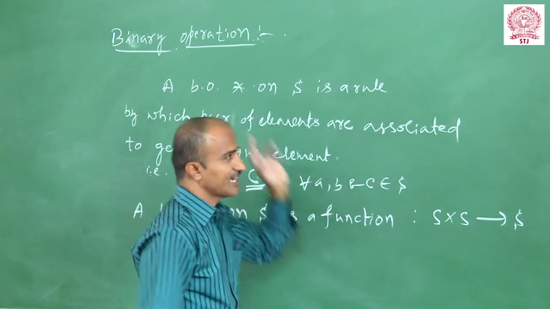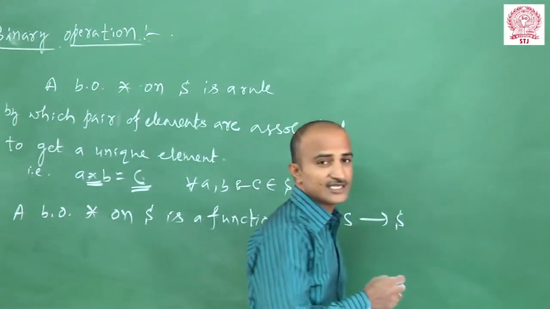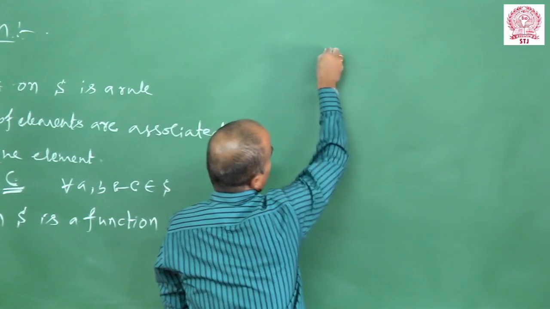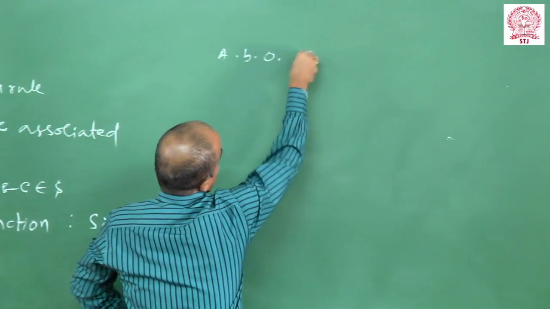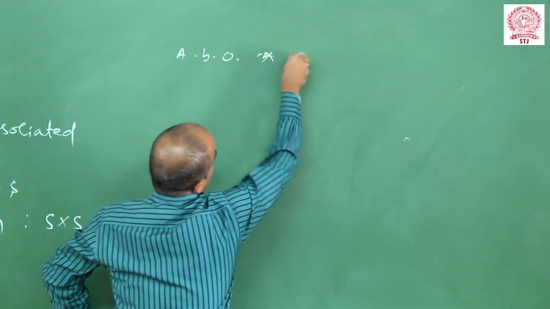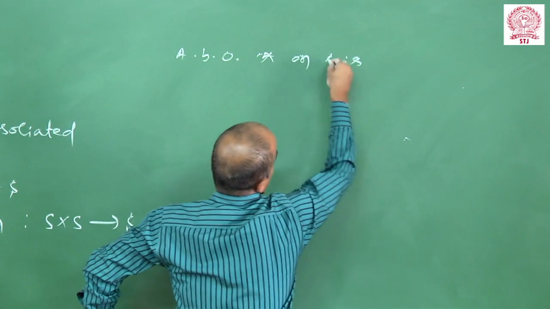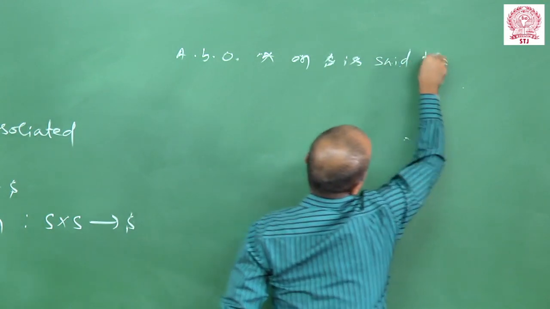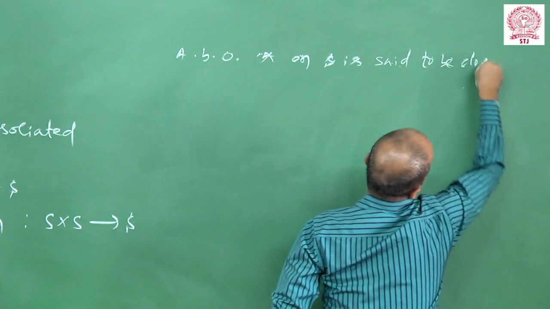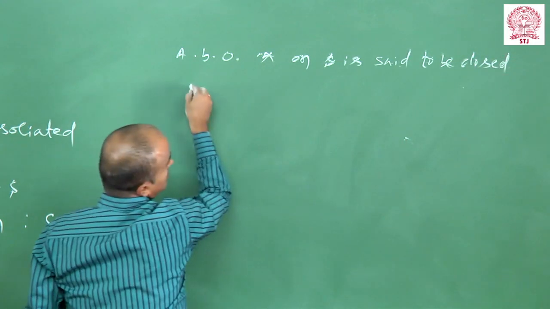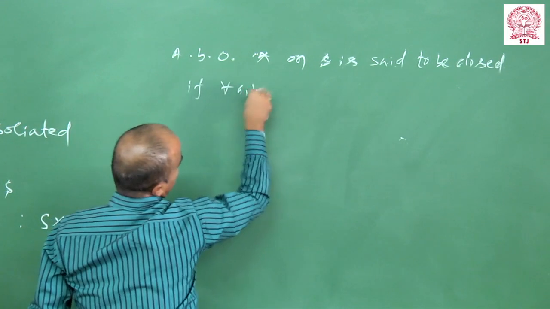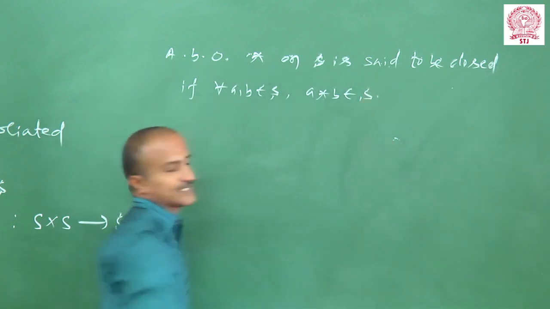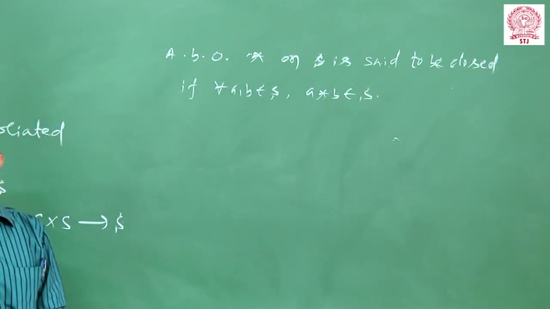Now we will discuss some of the properties of binary operation. A binary operation star on S is said to be closed if for all A, B belonging to S, A star B belongs to S.